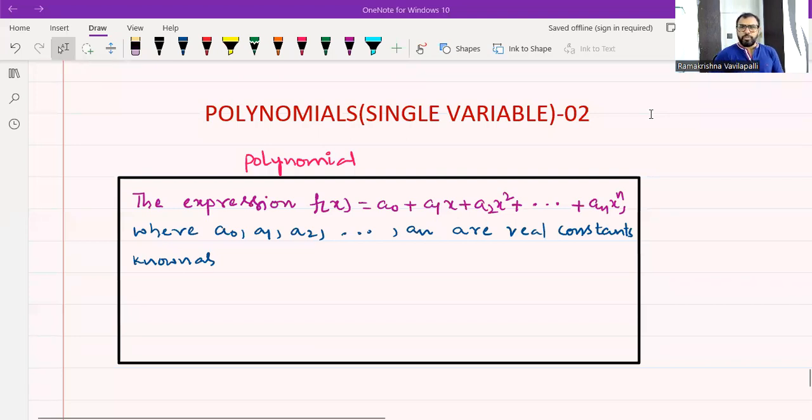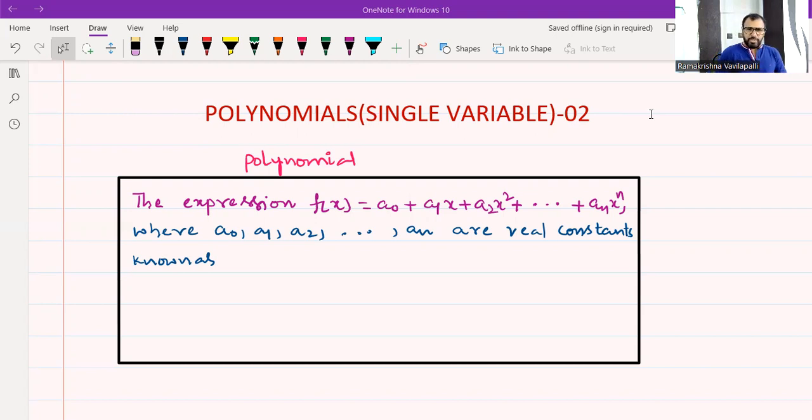I have explained in polynomial 1 what is an algebraic expression. An algebraic expression is the sum of monomials. Monomial means it is the product of real numbers or letters representing constants and variables with non-negative integer powers. You can take one variable, two variables, three variables, any number of variables. But here, polynomials of single variable, we study much more than polynomials of several variables.